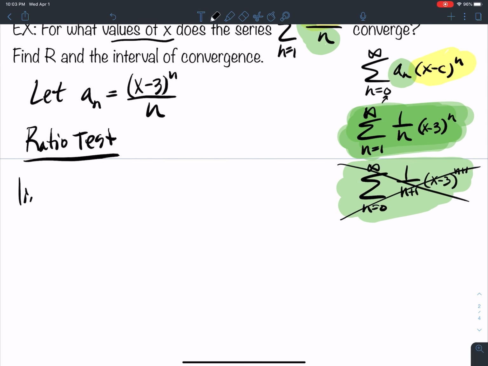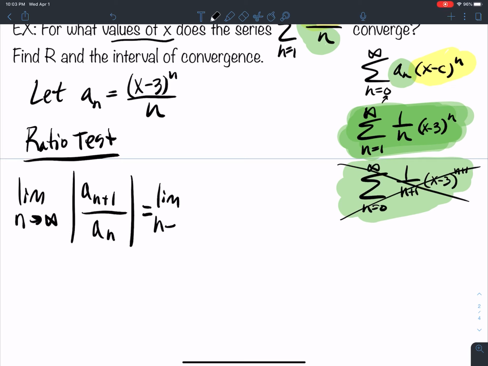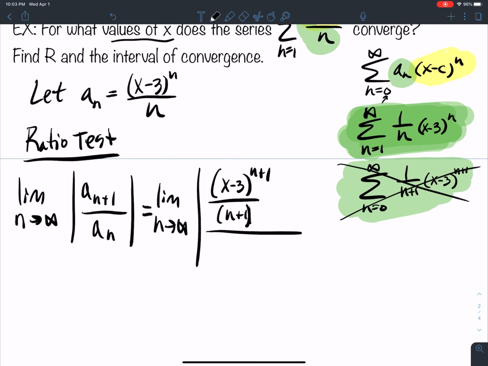So the limit as n goes to infinity of a_(n+1) over a_n is equal to the limit as n goes to infinity. Everywhere I see an n, I'll put an n plus 1. So that's (x minus 3) to the n plus 1 divided by (n plus 1), all divided by (x minus 3) to the n over n.